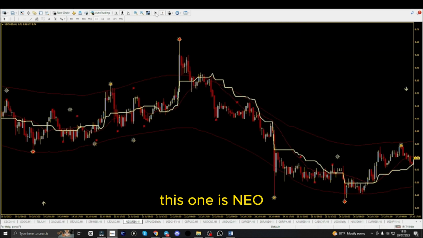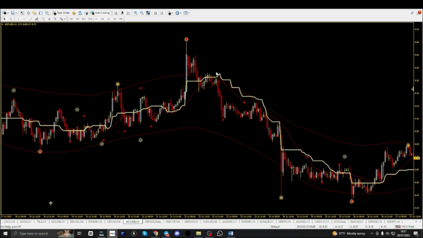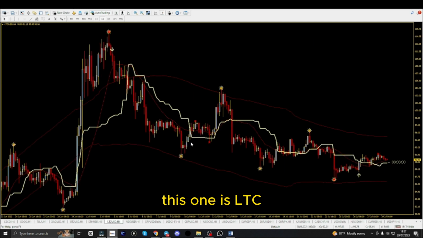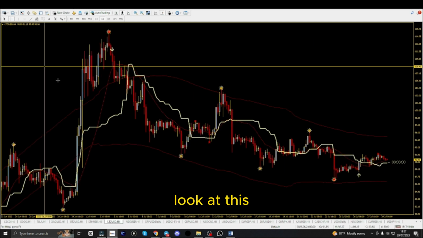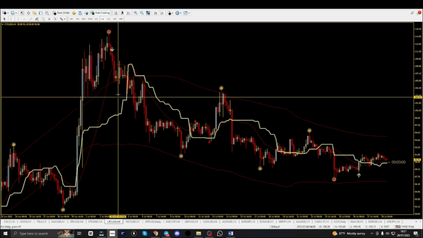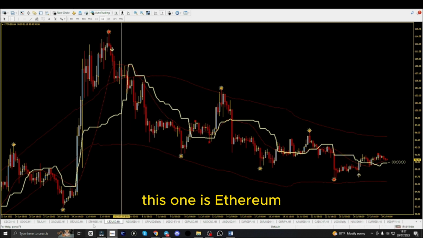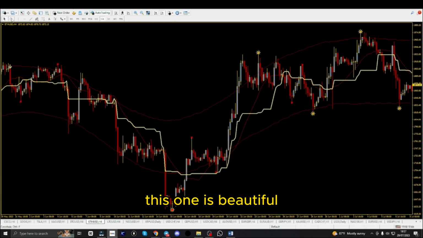This one is NEO. Okay, look at this one. Boom, the super trend line cross, BBMA cross. Okay, and then you just drop. This one is LTC. Look at this, Litecoin. Okay, cross. Look, the bearish candle, and then it drops. This one is Ethereum. Oh, this one is beautiful.